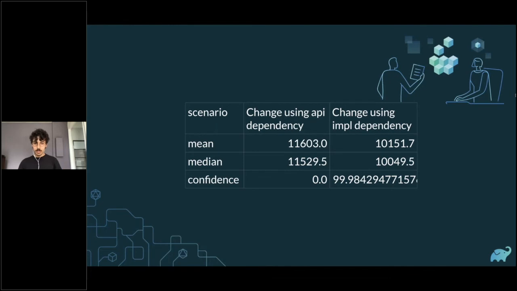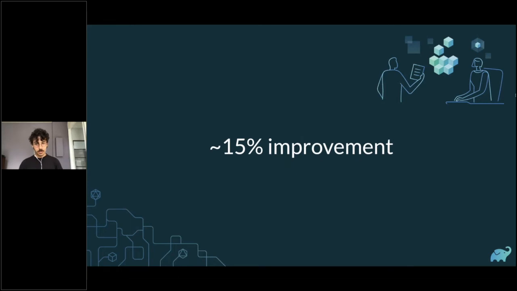So this is in milliseconds, it's about 10 seconds for the implementation dependency, and about 11 seconds using an API dependency. So about 1.5 seconds of difference, which is about a 15% improvement for this one specific scenario in the K9 Mail app.